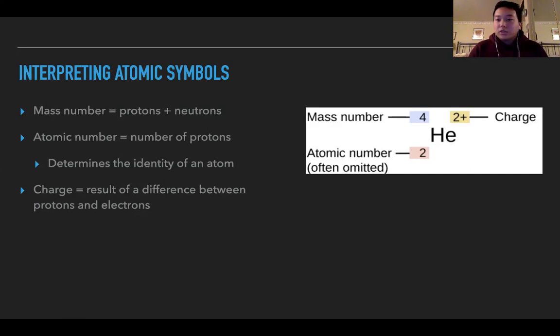And then charge is in the top right corner. This is when you have a difference between protons and electrons. Remember from Chem 1A, protons have a positive charge, electrons have a negative charge. Typically, those two will cancel out to end up in a 0 charge, so in a neutral element you'd expect a charge of 0. But in this case, we have a charge of +2, which means that we have 2 more protons than electrons.